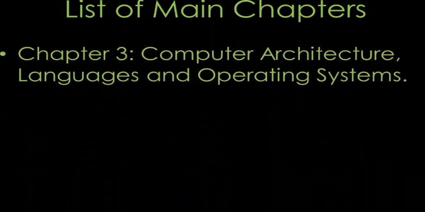We will start with computer architecture, and computer architecture means how a computer is made, different parts of the computers, and we will discuss the programming languages and the operating system. Of course, we have in this chapter information regarding the translator programs and the tasks that are done by the operating system.